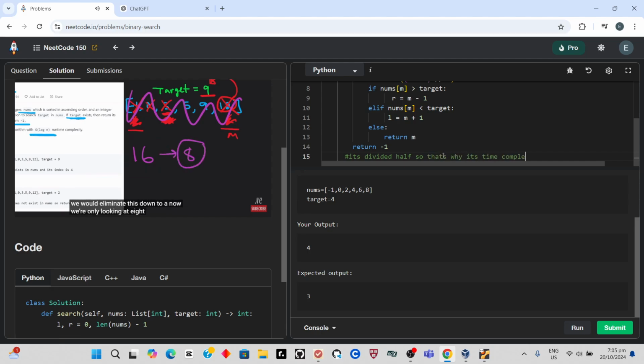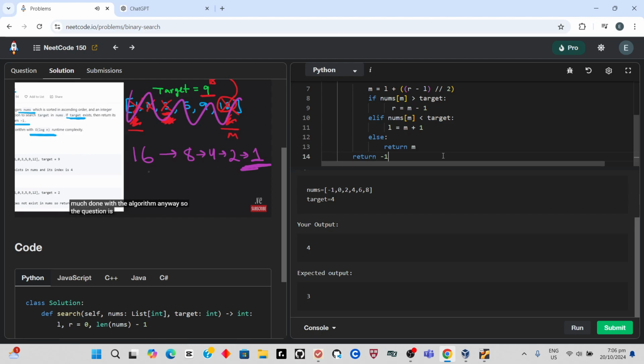Now we're only looking at 8 values. We still don't find the result. We keep dividing it by 2. We make it 2 remaining, and then finally there would only be 1 value remaining. And either that's going to be the target or it's not going to be the target, and then we're pretty much done with the algorithm anyway.